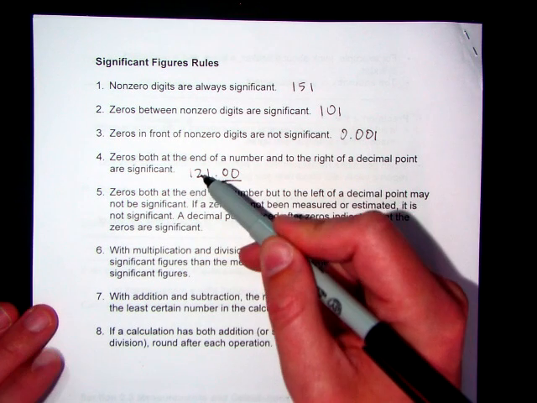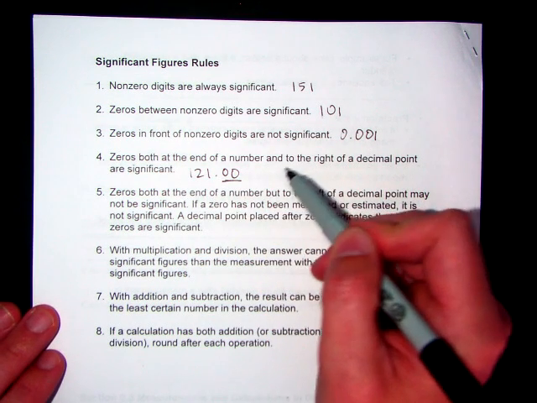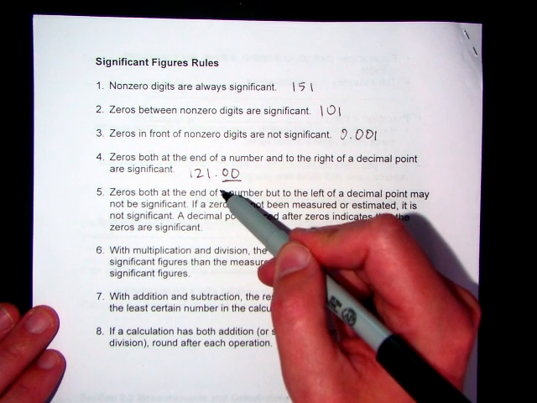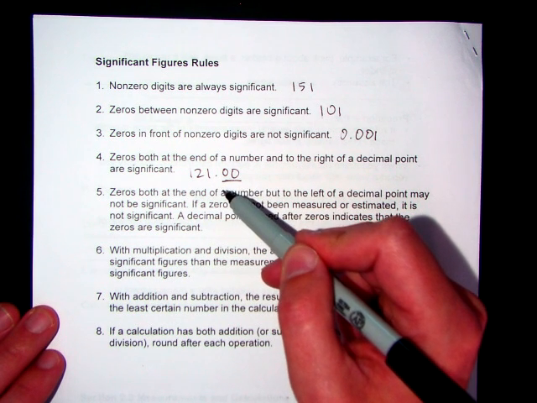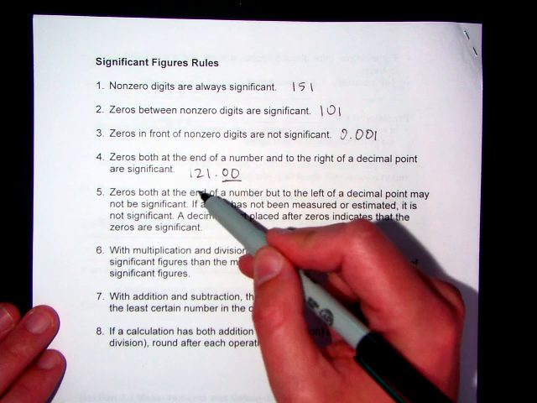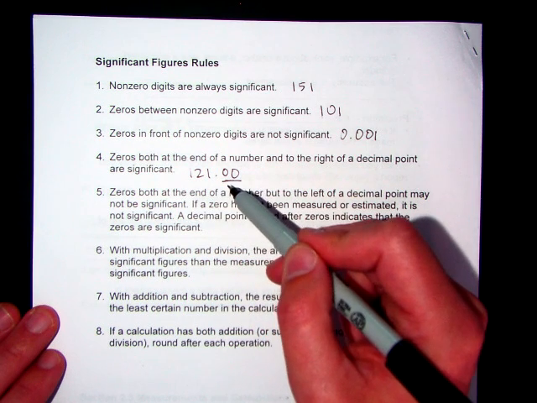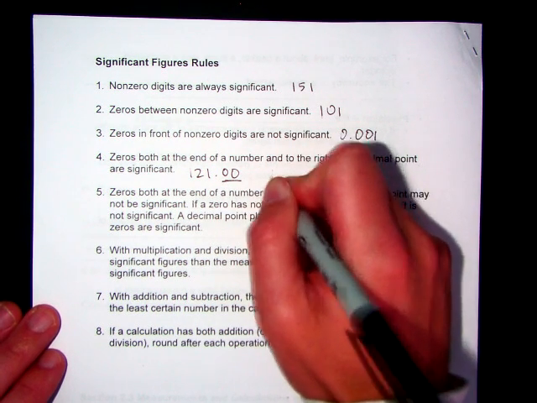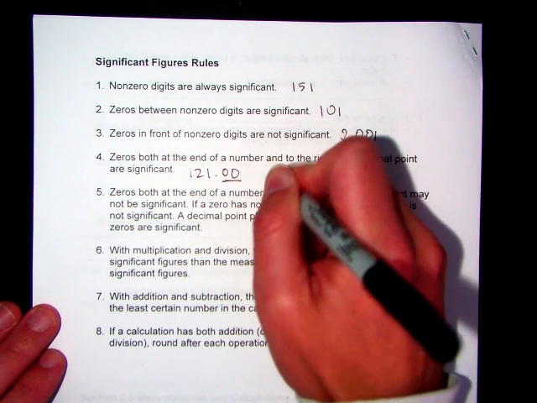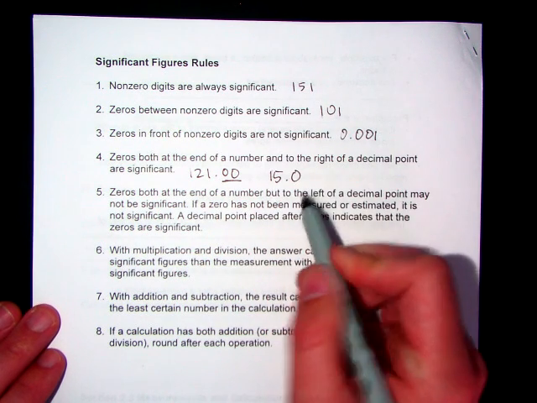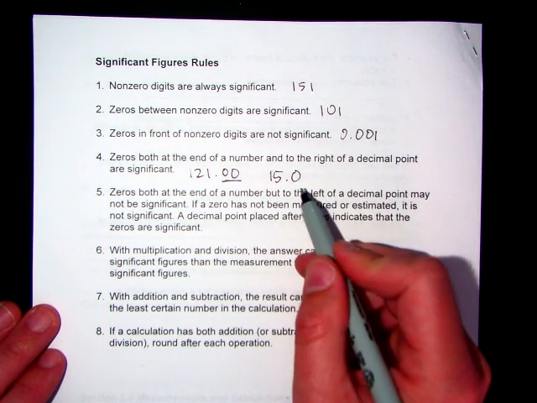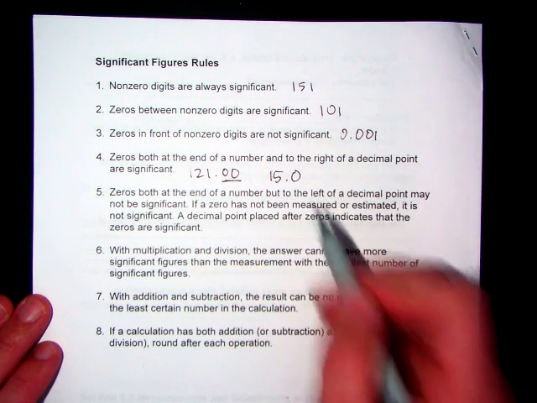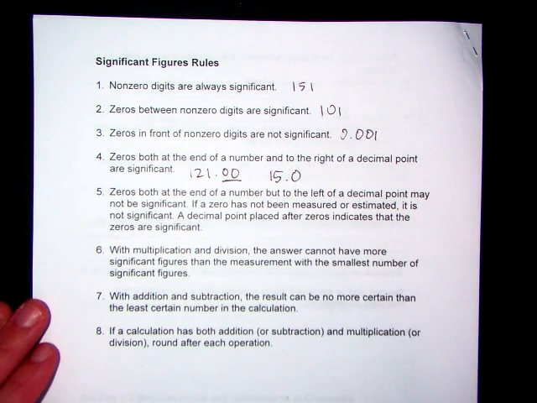And number 4, zeros at the end of a number and to the right of the decimal point are always significant, like 121.00. Someone took the time to measure out the 0.00, like they're that exact. And so all 5 of those are considered significant figures. If you are 15.0 feet tall, it means you're exactly 15.0 feet tall. Okay? There's no mistaking this. This number is included for a reason. So that makes it significant.